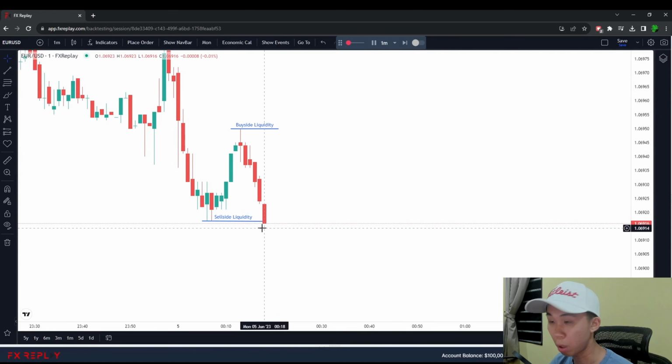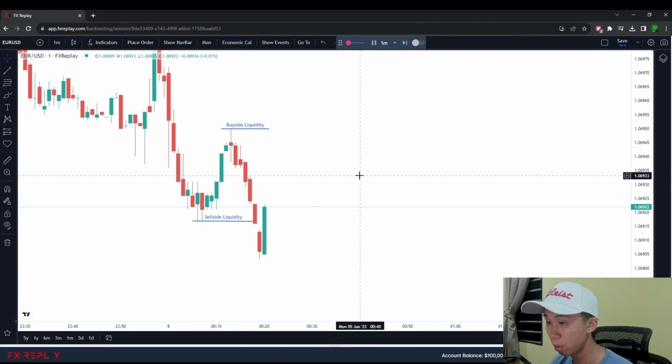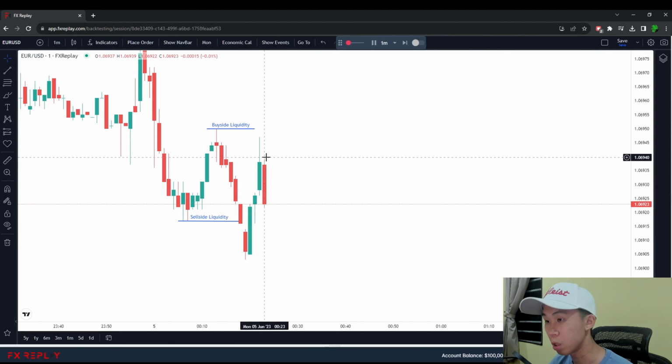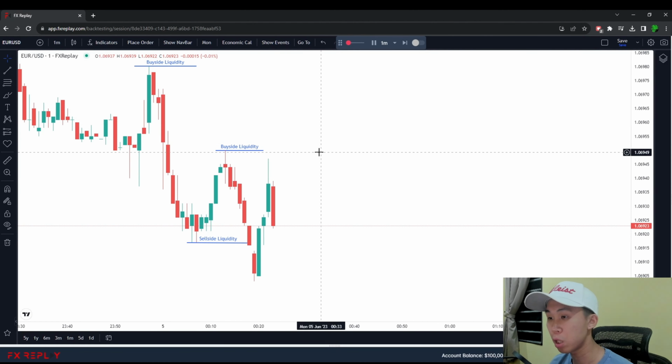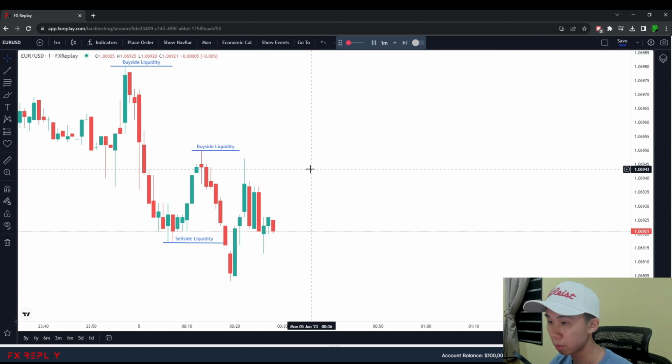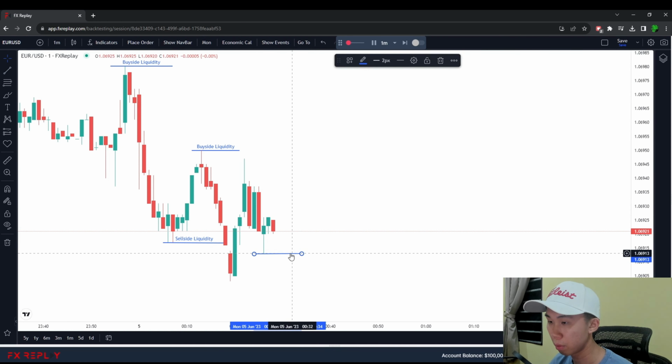Price proceeds to come down and grab the sell-side liquidity. Price continues to move lower. And look what happened. After price grabs sell-side liquidity, it proceeds to move up. So how do we actually use this buy side and sell side? Once we see some grab, we might be able to see a reversal move. Let's continue to watch what happens. We have a sell-side liquidity here now. I'll choose this one instead. It has the lowest point.